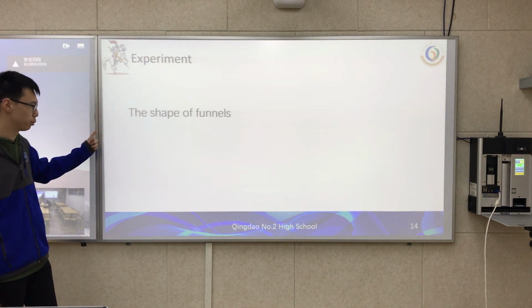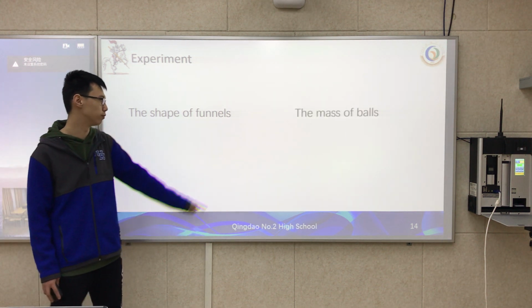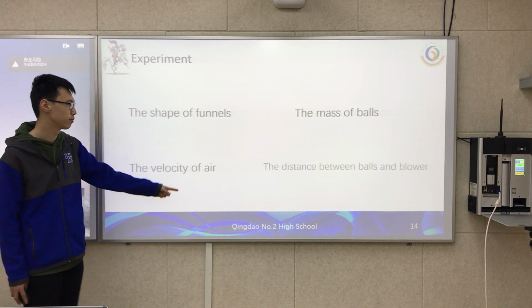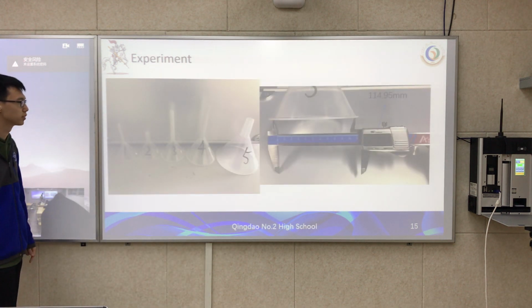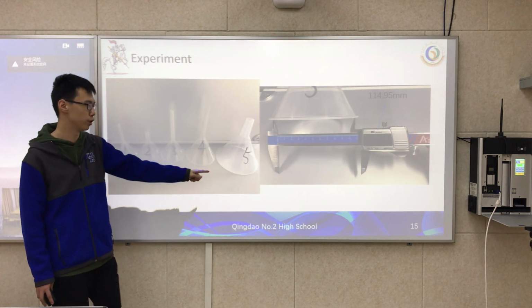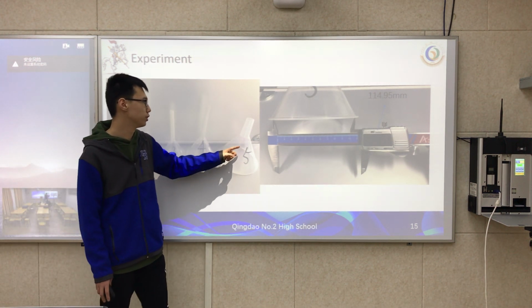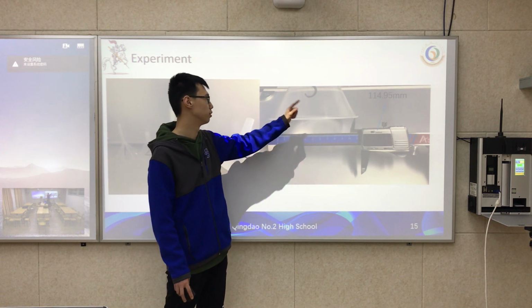In our experiment, we decided to change four parameters. First is the shape of the funnels. Second is the mass of the balls. The third is the velocity of the air. And the last one is the distance between the ball and the blower. In our experiment, we use five kinds of funnels, and we use vernier calipers to measure the parameters of the funnels.